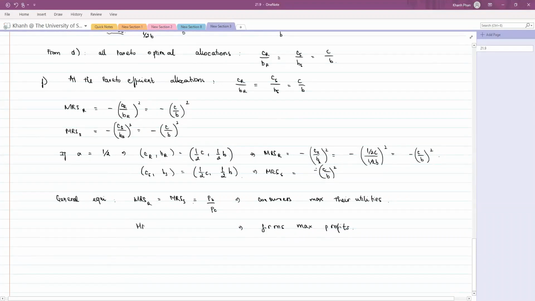Now, the marginal rate of transformation is basically the slope of the production possibility frontier, okay? So the firm is going to be producing some combination of B and C such that the marginal rate of transformation, which is the slope of the production possibility frontier, has to be equal to the price ratio, PB over PC.